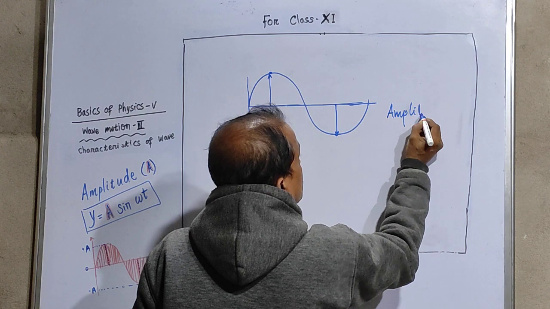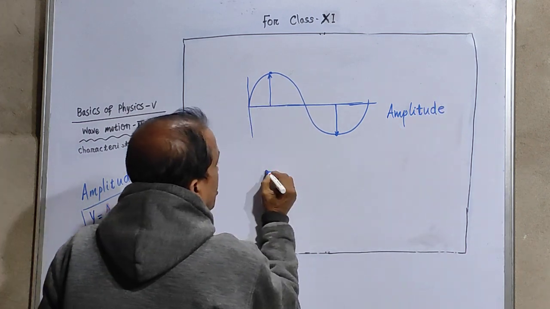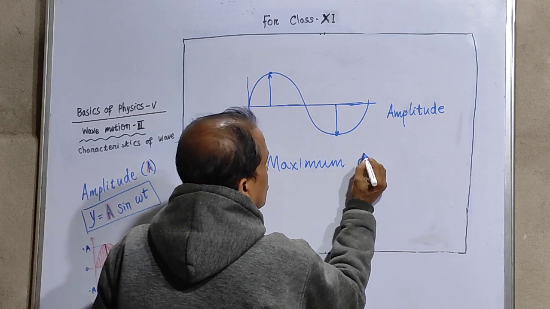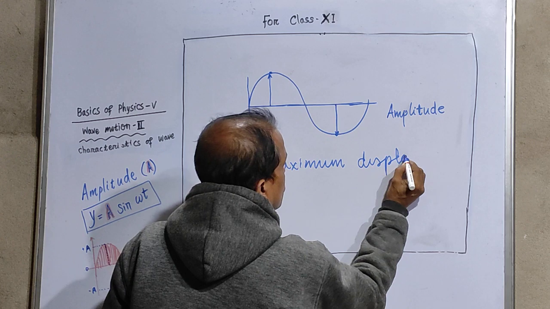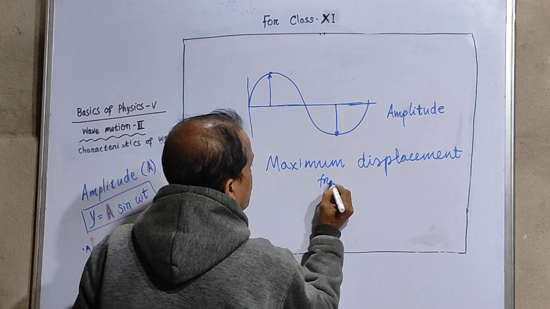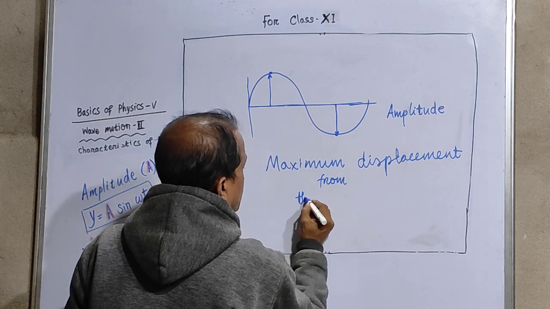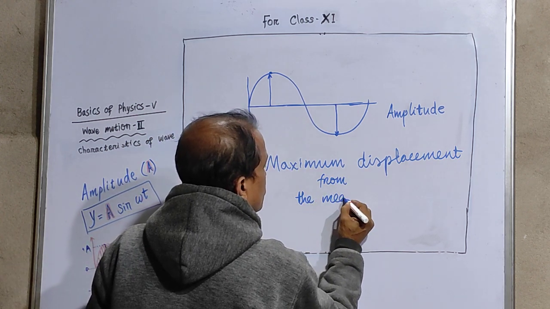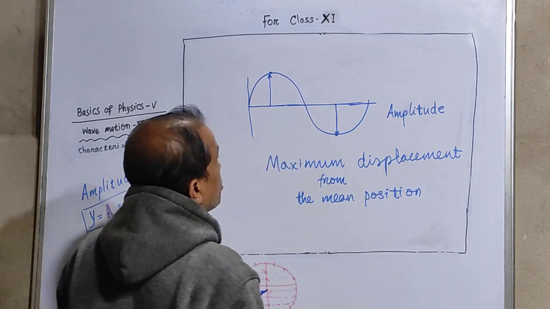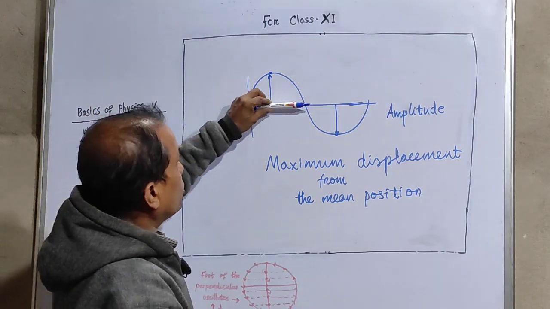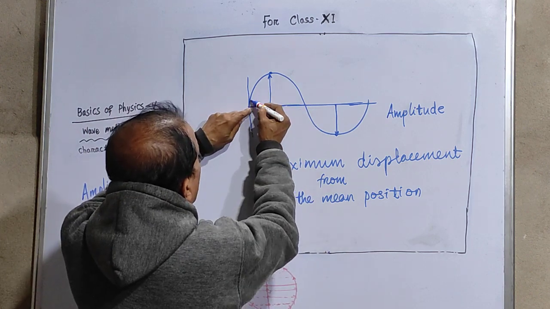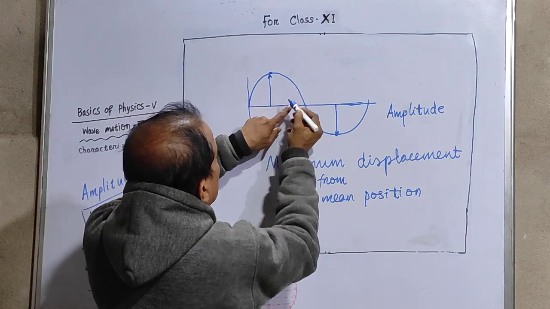What is amplitude? Amplitude is the maximum displacement from the mean position. Where is the mean position? We can see that on this line every point is in mean position, but here the particles have gone up due to the energy of the wave.